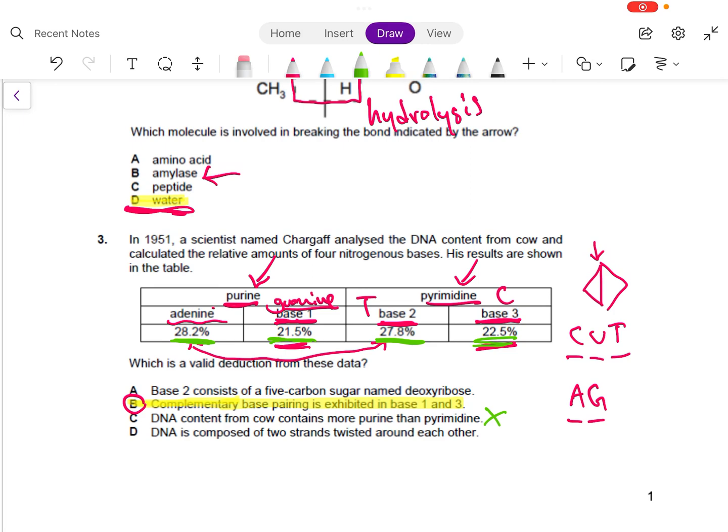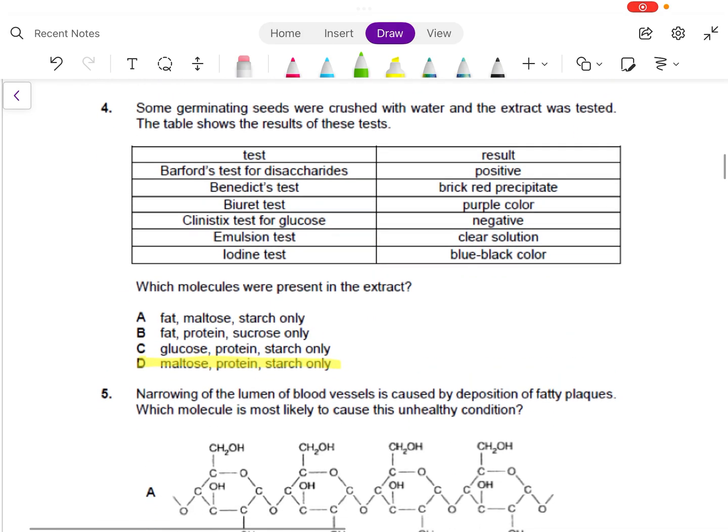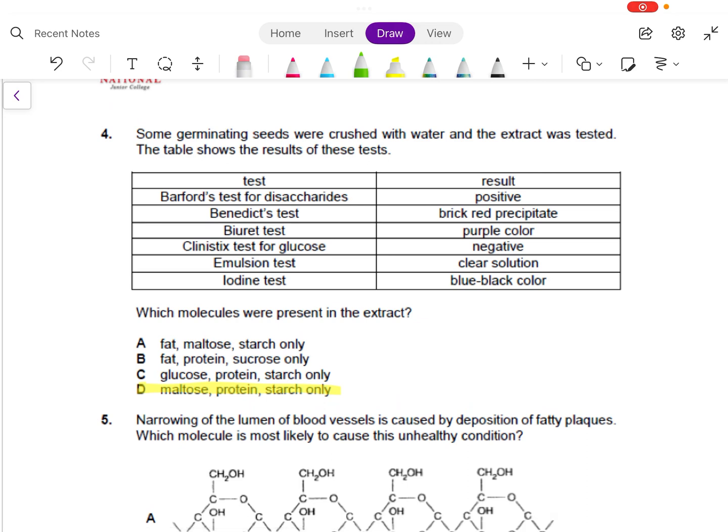DNA is composed of 2 strands twisted around each other. While this statement is true, you cannot really tell this from the data. The data only gives you a percentage of the various bases present. So the best answer is still B. Next, let's go to question 4. Question 4 shows you the results of various food tests. They ask you which molecules are present in the extract. So Benedict's test for disaccharide, positive. That means some sort of a disaccharide is present.